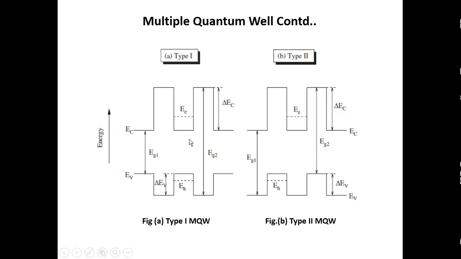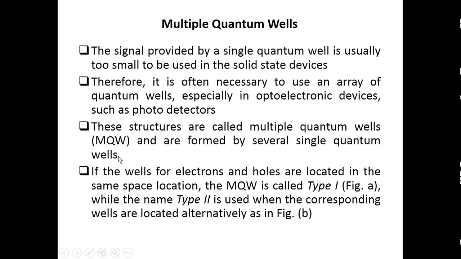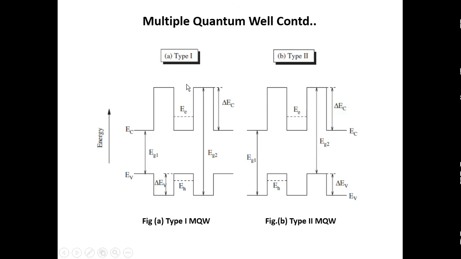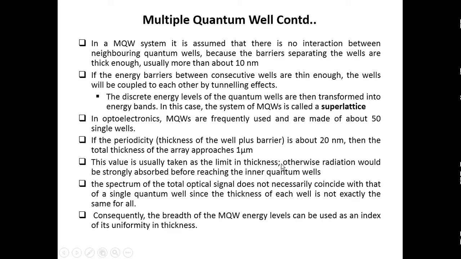In the type 1 case, every quantum well formed has a corresponding well, which is what we have seen here. If the wells for electrons and holes are located at the same space location of the well, we say that it is type 1. If the electrons and holes are located at different space locations like this, let us consider the case here.